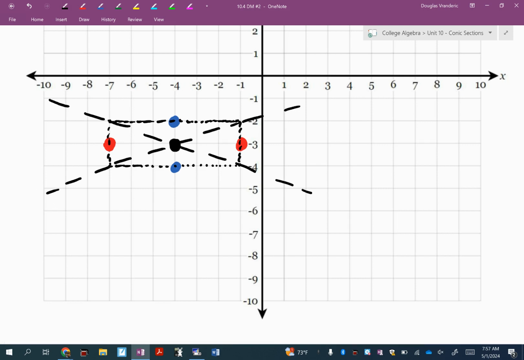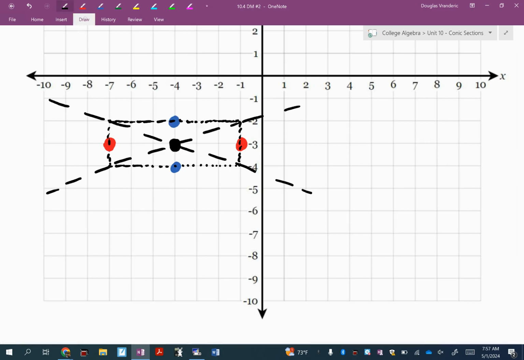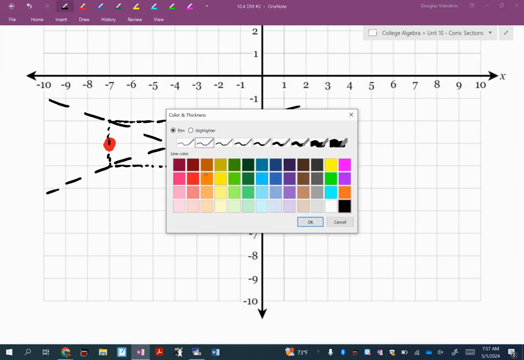Make sure it's dotted or dashed. Use that ruler to go through those corners. Everyone still good? Here's the last thing. All right, I'm going to use a different color, but obviously you're using the same color, so no worries on that. I'll use my favorite color, orange.